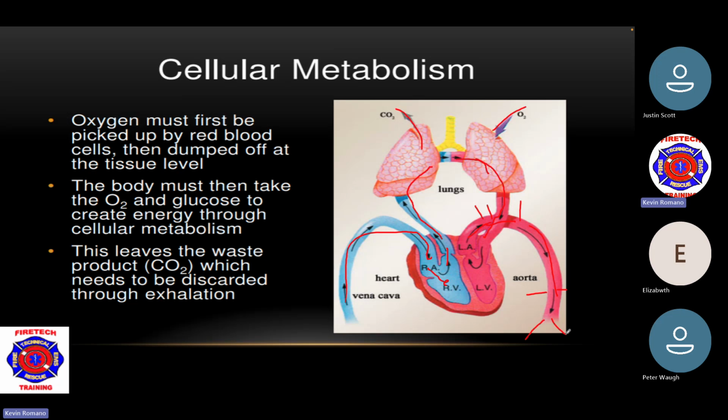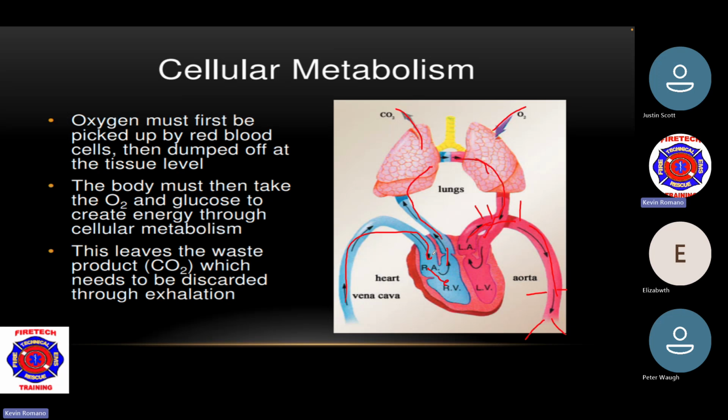It goes to the arteries, to the arterioles, to the capillary bed, where oxygen is then exchanged to the tissues, and then comes back around through the venules to the veins, back to the vena cavas, back to the heart again. So that's how the blood circulates through. That's important for oxygenation, for that cellular metabolism.